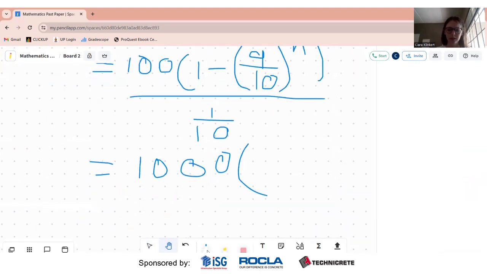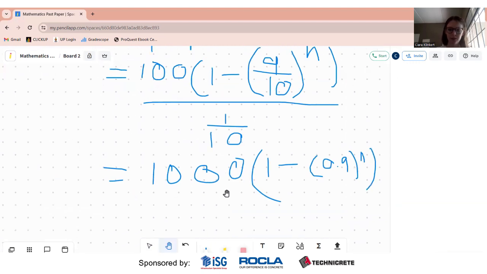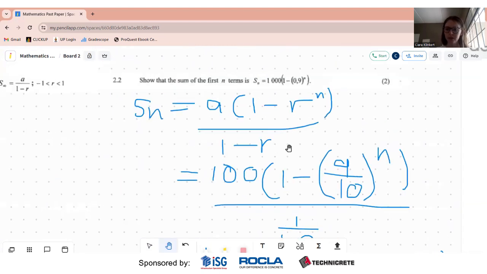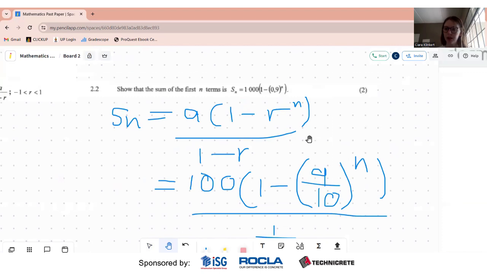Okay, so I'm going to write this as 1,000 multiplied by 0.9 to the power n. And that is what they wanted. So that wasn't too bad. We just had to apply the formula to this series.